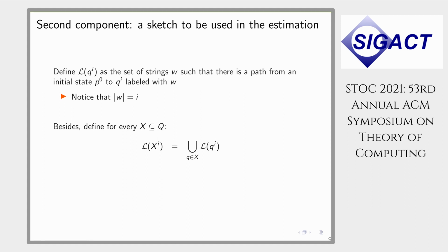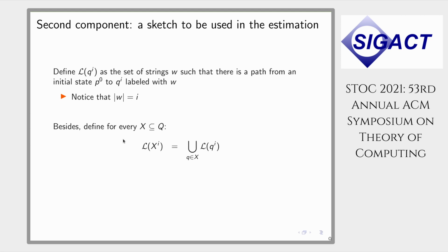And then the important part, I would say, is that now what we need to do is the following. Define L sub Qi as the set of strings W such that there is a path from an initial state P0 to Qi labeled with W. So you're saying, in this set I want to have all the words W such that if you start from an initial state P0, you will reach this Q sub i, the ending state. And notice that the length of W has to be i, because you're going to Q sub i starting from an initial state P sub 0.